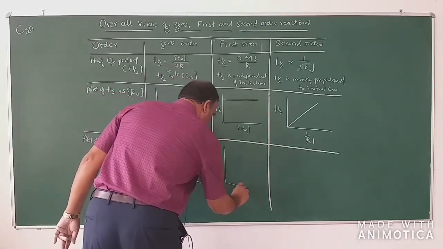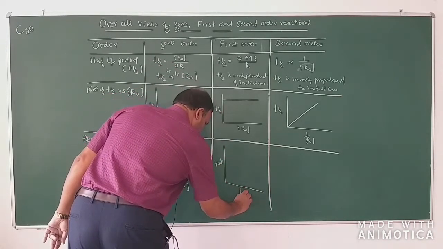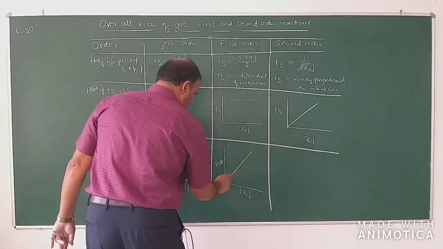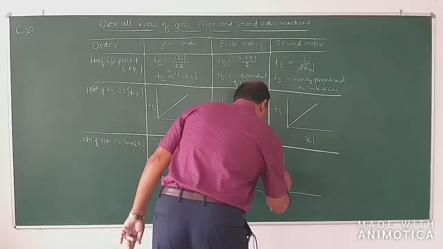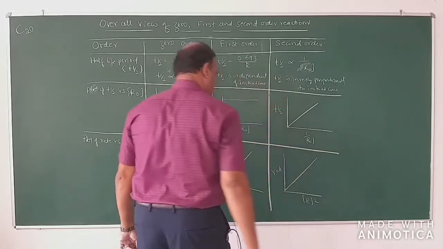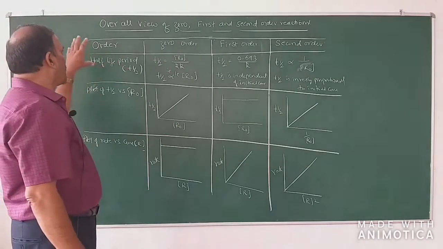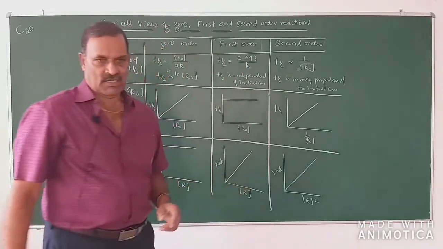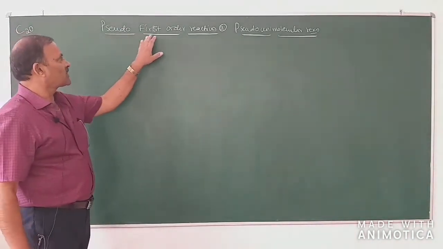For first order reaction, rate is directly proportional to concentration. So rate versus concentration, you will get a line like this. So for second order, if you plot rate versus concentration square, you will get a straight line like this. So this is how we can compare the overall view of zero order reaction, first order reaction and second order reactions. So now we will study what are pseudo first order reaction.